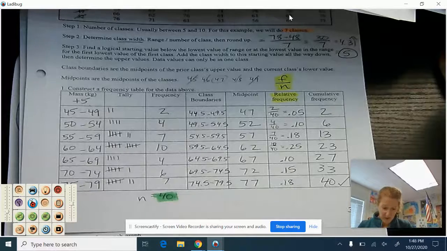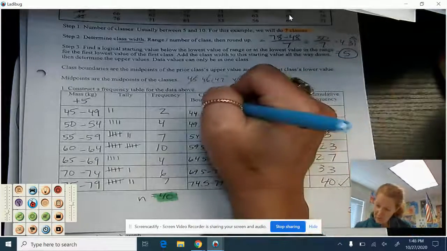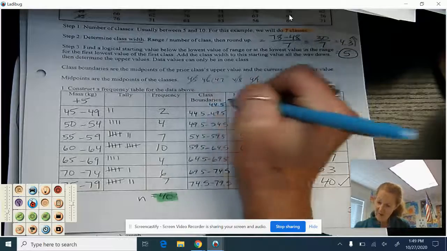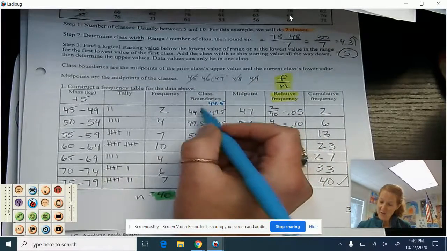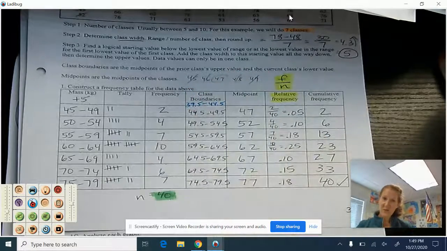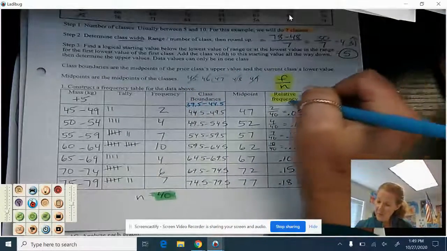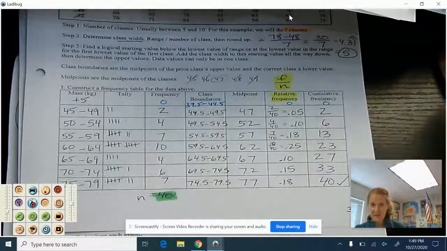We do want to go back one row as we're going through. If you go back one row, you're going to remember this would be 44.5, and our class width was 5. So you would subtract to get 39.5 to 44.5. The frequency would be 0, the relative frequency would be 0, and the cumulative frequency would also be 0.